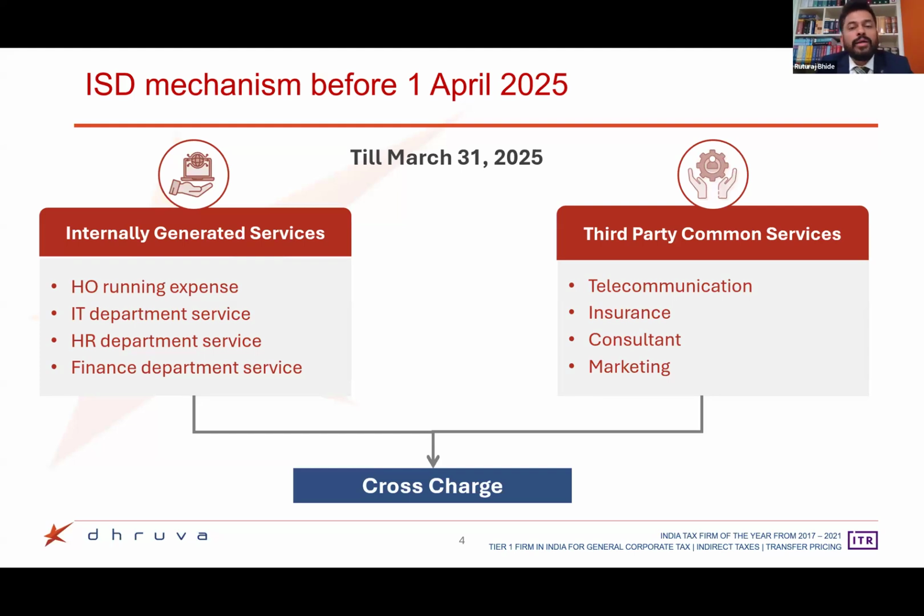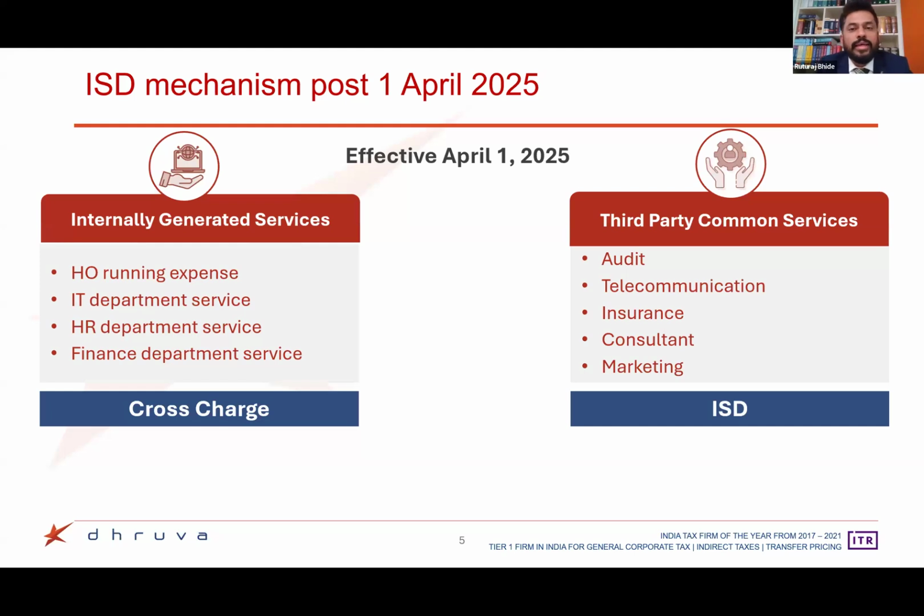And therefore, up until 1st April 2025, every organization had an option of how they want to distribute their common input tax credit. After 1st April, it has become mandatory that if I'm receiving any input invoice which is common in nature, for common services, I do not have an option of taking it in my regular registration and then doing a cross charge.